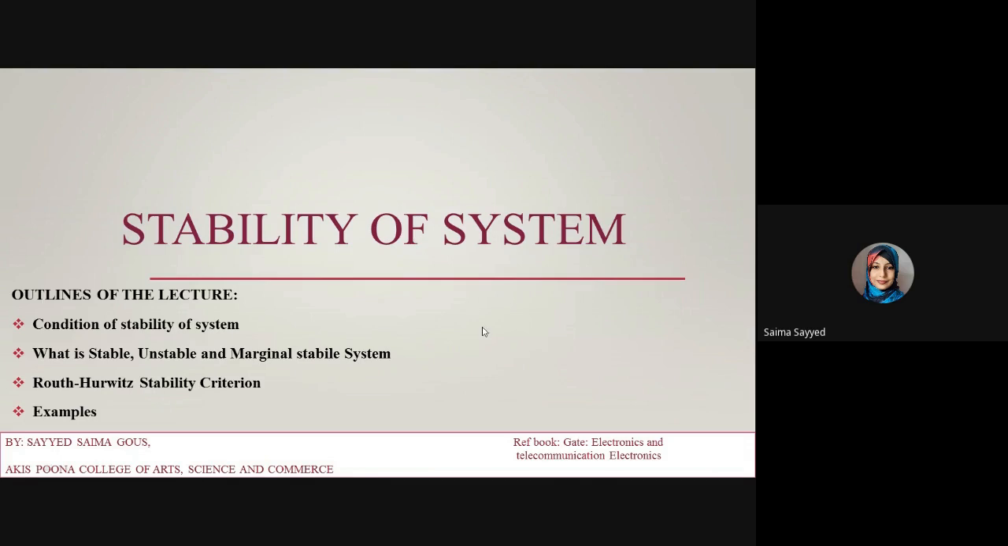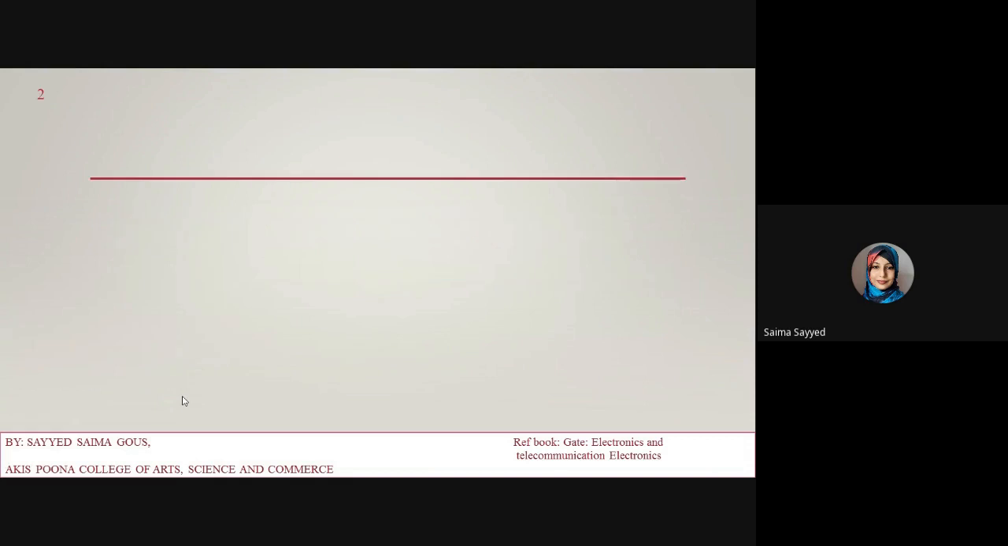So first we will see what the conditions are to find out the stability of systems. Then what a stable system, unstable system, and marginally stable system are. Then the Routh Hurwitz criteria. There are different methods to find out the stability of a system. We are going to see the Routh Hurwitz stability criteria and we will see two examples of the Routh Hurwitz criteria.